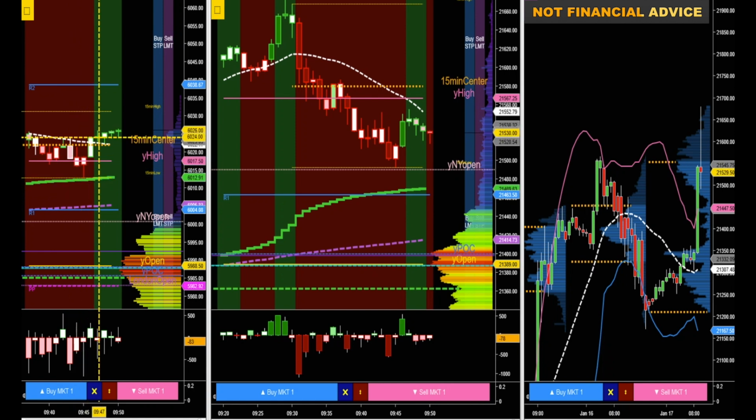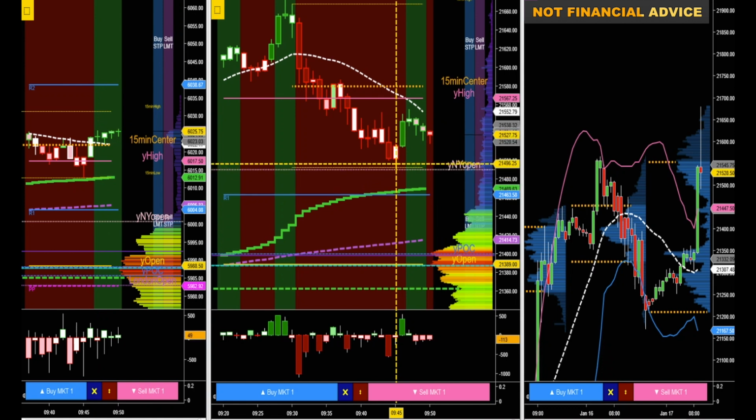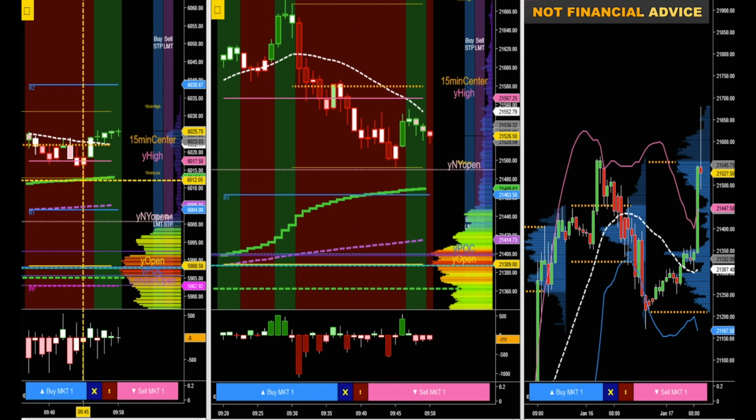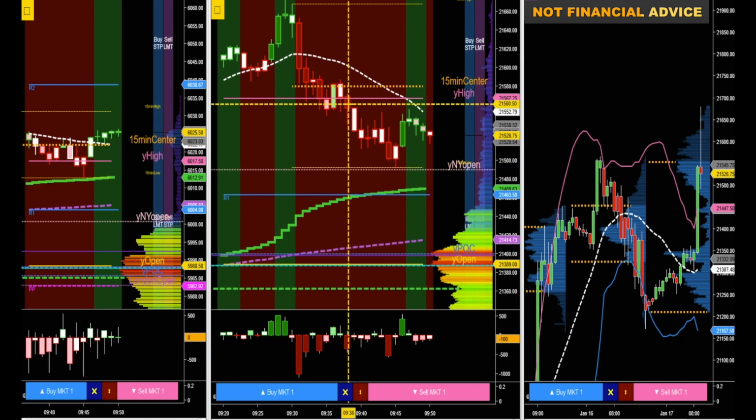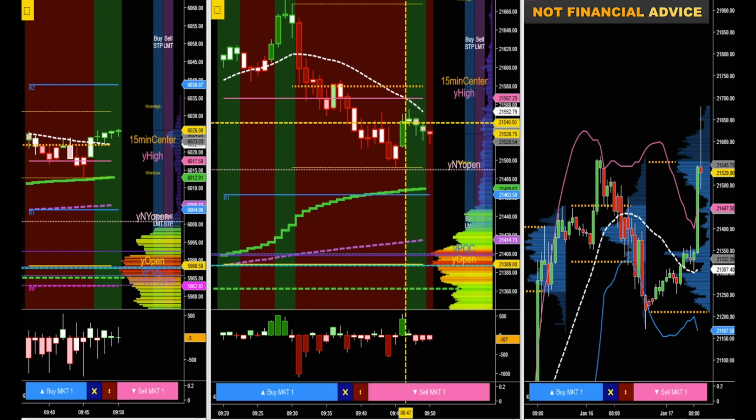So right here, the 9:45 candle came right down to VWAP on the ES. Got a nice big bounce. That same candle on the NQ, we were coming down right to yesterday's New York Open. Confluence with two different key levels on two different charts. Nice bounce right there.